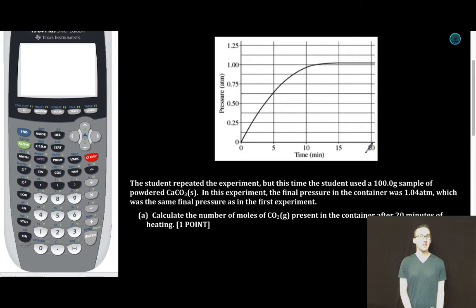The student repeated the experiment, but this time, the student used a 100 gram sample of powdered calcium carbonate. In this experiment, the final pressure in the container was 1.04 atmosphere, which was the same final pressure as in the first experiment. Subpart A. Calculate the number of moles of carbon dioxide gas present in the container after 20 minutes of heating.